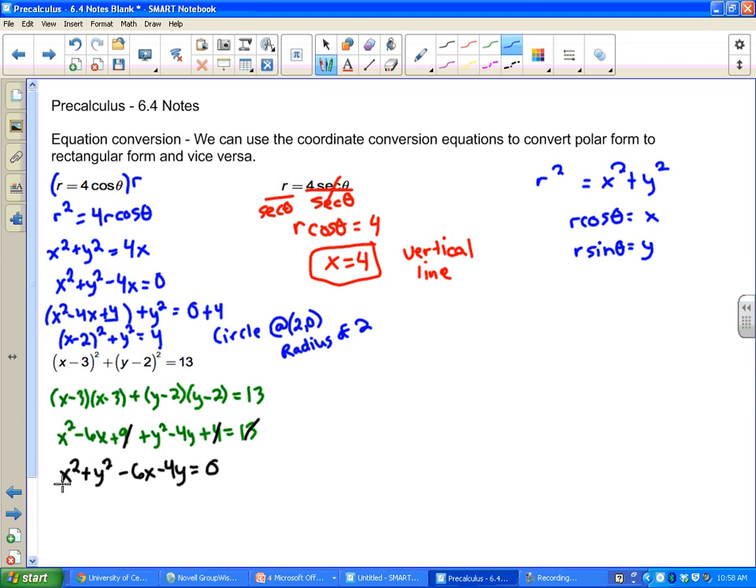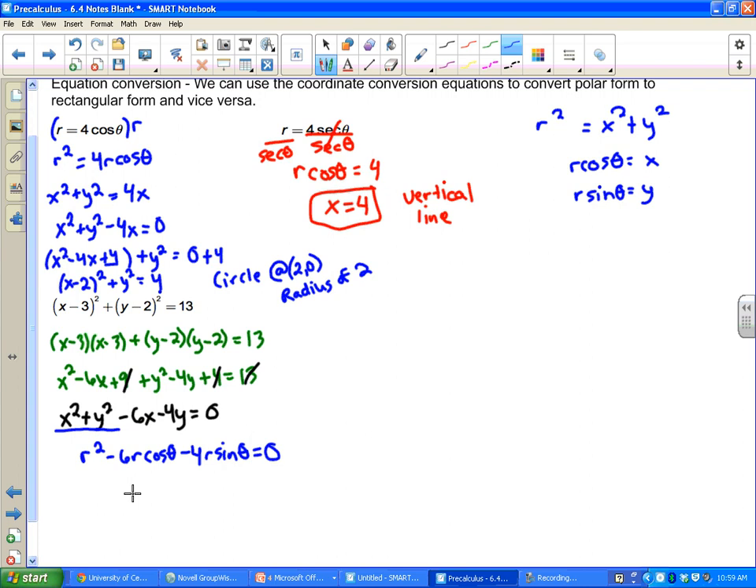Now, this right here, x squared plus y squared, hey, that's the same thing as r squared. And I can put in for x r cosine theta, so negative 6 r cosine theta, minus 4 y is r sine theta. It equals 0. And now, again, something I can do in the polar coordinate system that I can't do in the rectangular coordinate system is I can basically factor out an r and then just get rid of it.